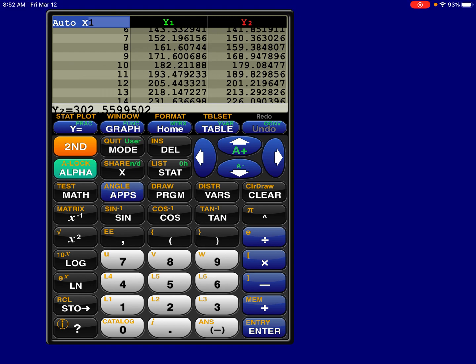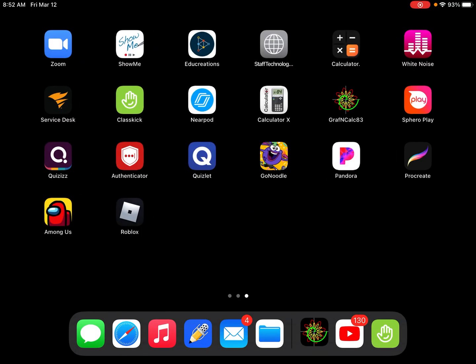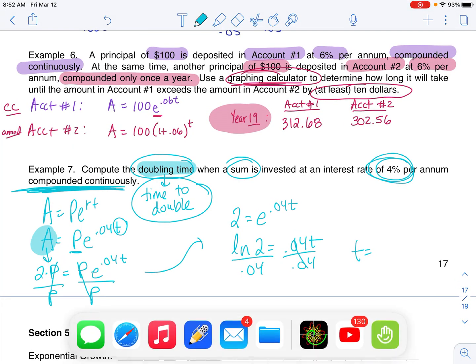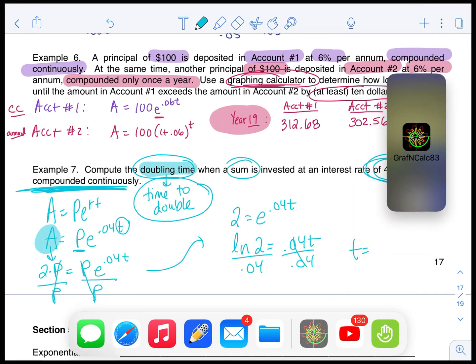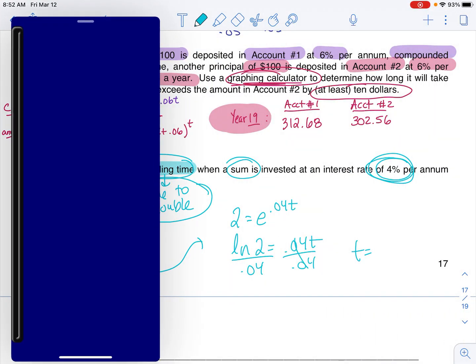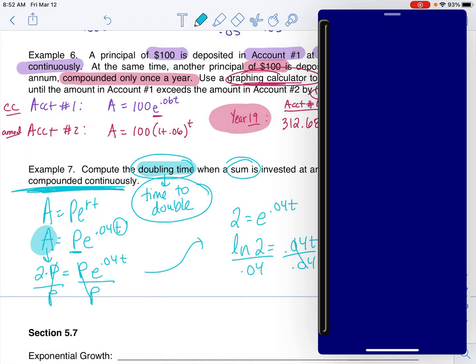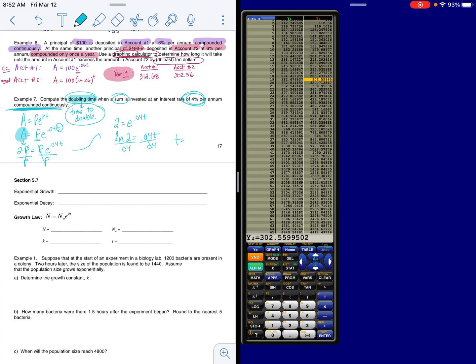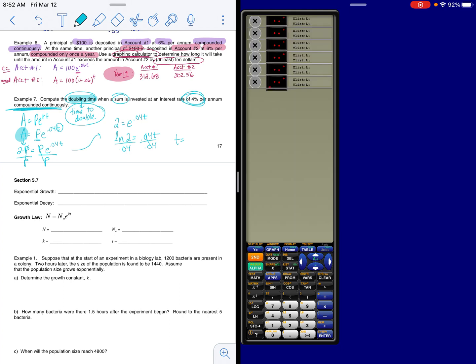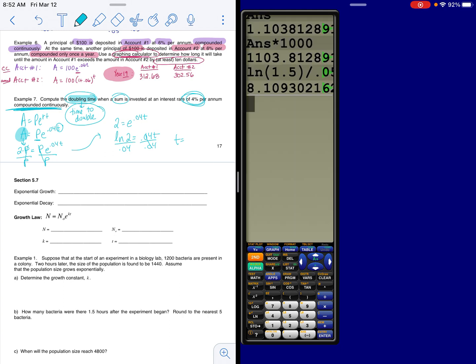Oops. Hold on. Oh my gosh. I don't know how to get out of this. There we go. I don't know why it's so small. Do you guys see this? It's so weird. Okay, sorry about that. Calculator issues.